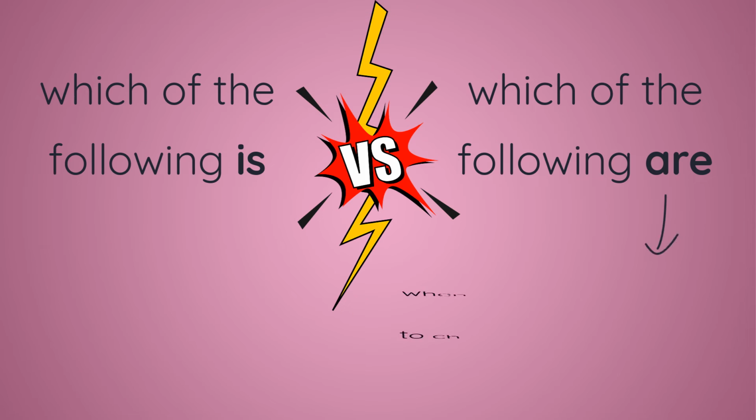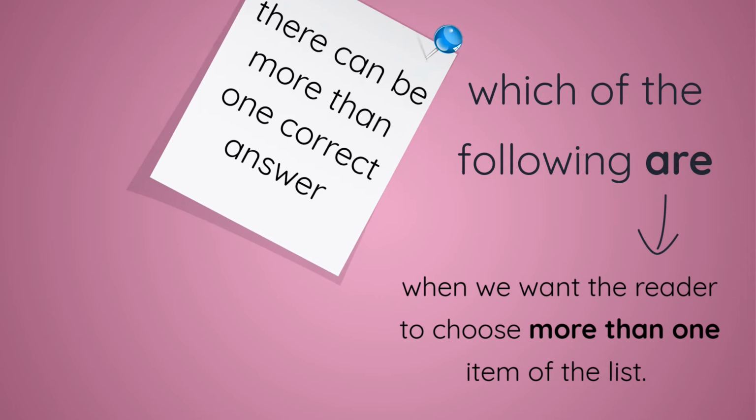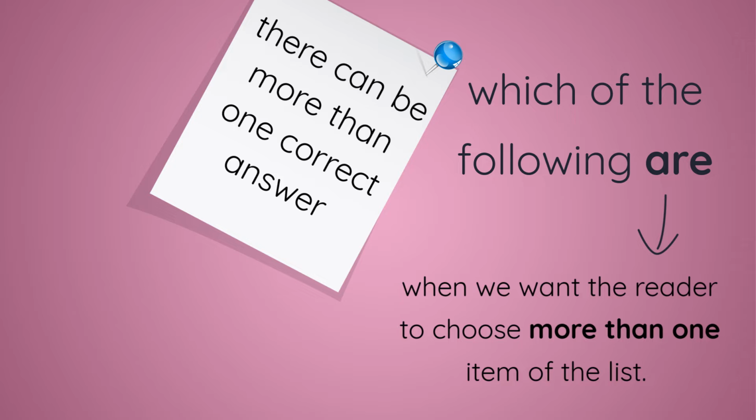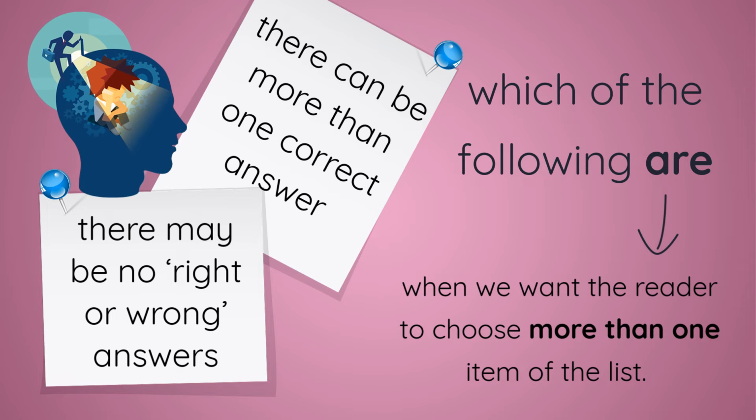We use "which of the following are" when we want the reader to choose more than one item of the list. For example, there can be more than one correct answer, or there may be no right or wrong answers, but we only want to know the preference of the reader, like in psychological tests. Let's check a few examples to understand this better.